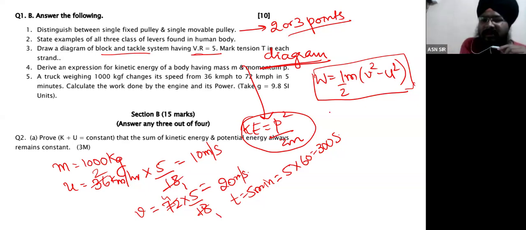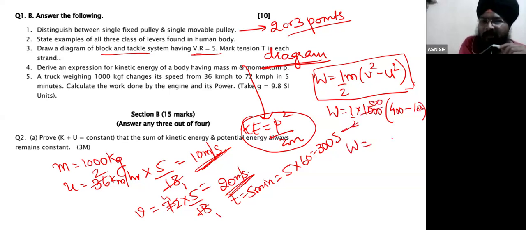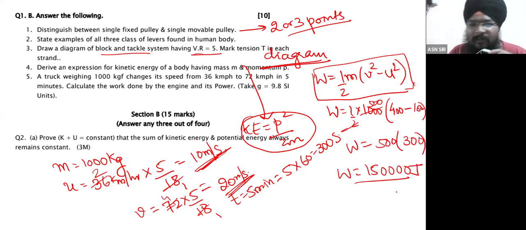So first let us find the work done. That will be half into 1000, I can write 500, into v square, velocity square. Velocity is 20, so 20 square will be 400, minus u square. U is 10, so that will be 100. So W will be equal to 500 into 400 minus 100, which is 300. So work done will be 15 into 10 raised to 4 joules. That will be the work done.